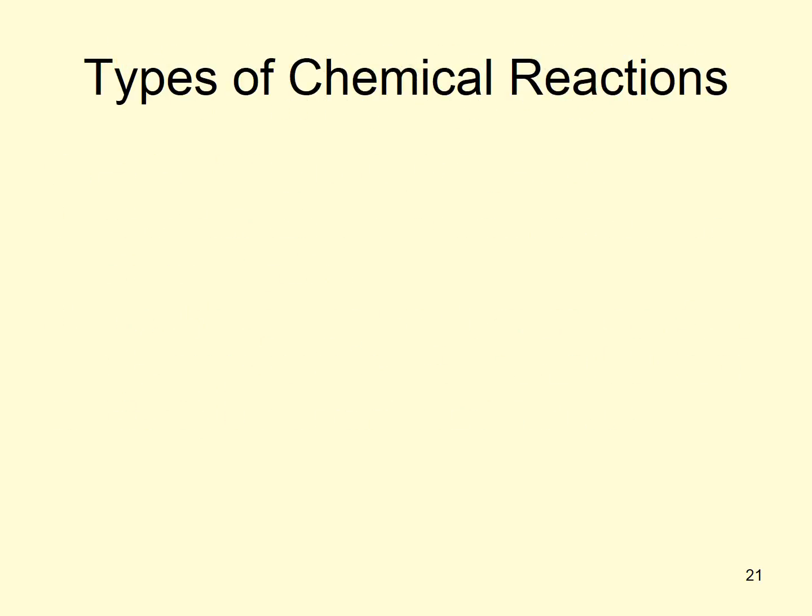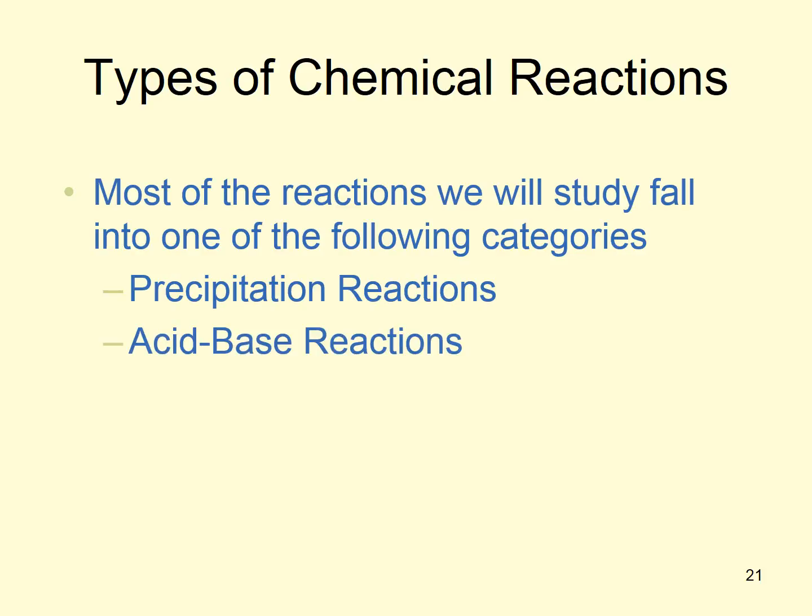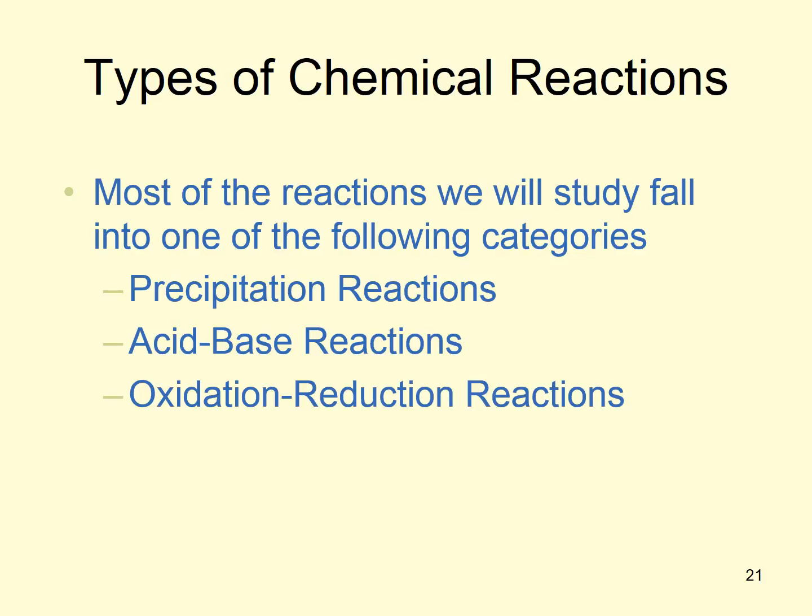All right, so let's just look at a couple of different types of chemical reactions that we might encounter. They're going to fall into one of these following categories. Precipitation reactions, which is where a solid forms. Acid-base reactions. Acid-base, you're probably all familiar with acids and bases, but there's basically a transfer of an H plus ion. Or then oxidation-reduction reactions. Okay.